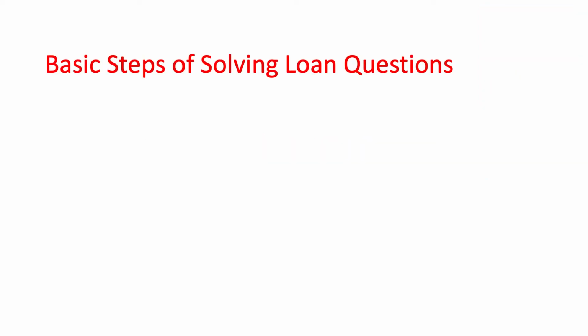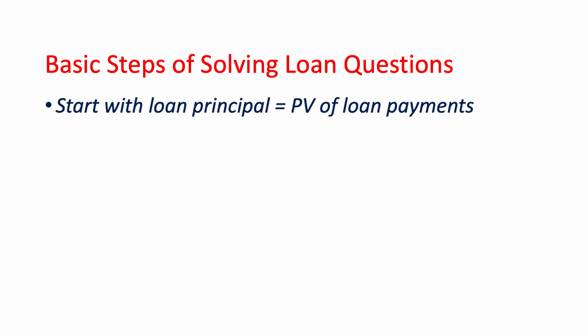There are three basic steps of solving loan questions. First, we start with the equation, which equates the loan principal with the present value of loan payments. Just like loan payment should be the future value of a loan principal, loan principal should always be the present value of loan payments whenever we use the interest rate of the loan to discount the loan payments. We'll use some examples to explain this point later in this video.